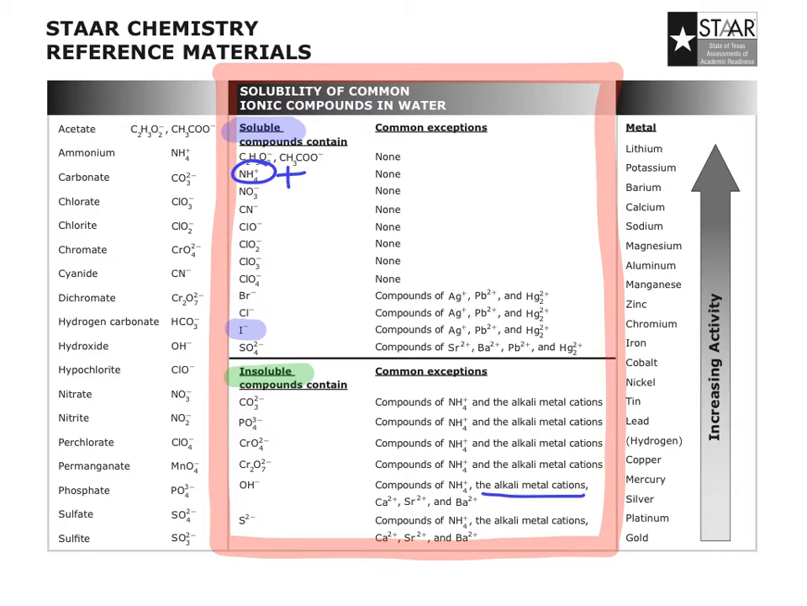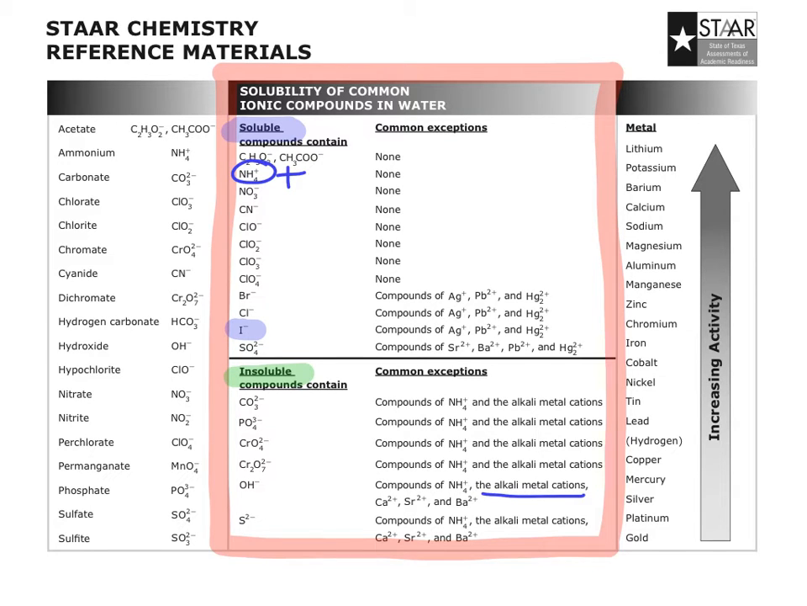Hydroxide again, we just talked about hydroxide. Here it was. It is insoluble. Now, it says compounds of ammonium. Well, that's not magnesium. The alkali metal cations, is magnesium an alkali metal? This is calcium, strontium, barium. None of these say magnesium. So I need to know, is magnesium in group 1? So hydroxide is not bonded with an alkali metal. It's bonded with an alkaline earth metal.